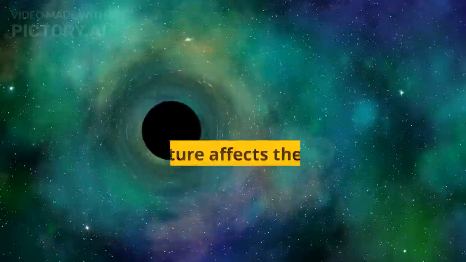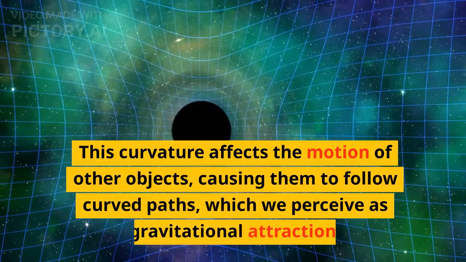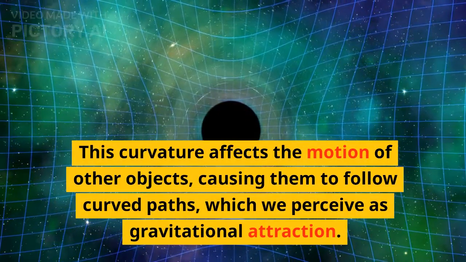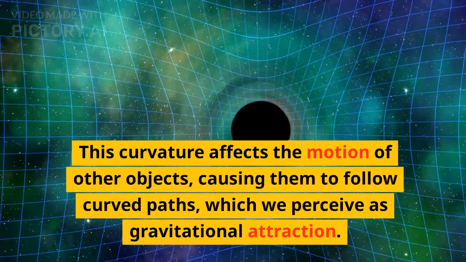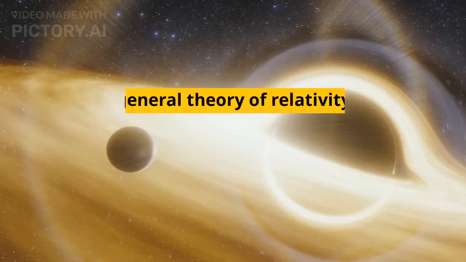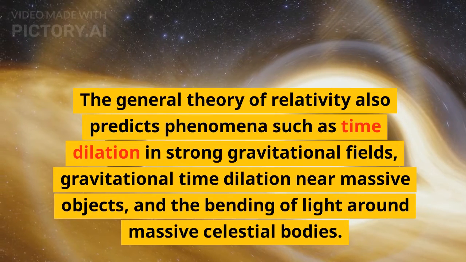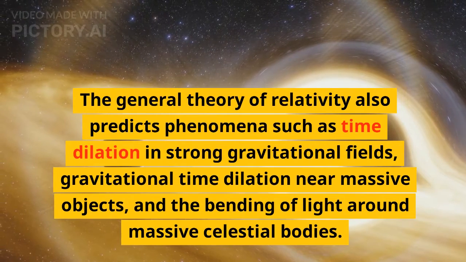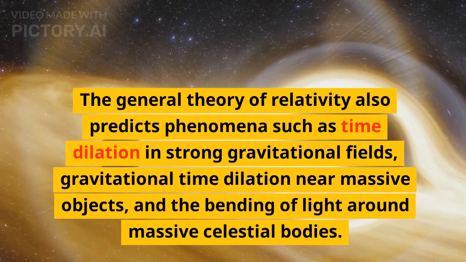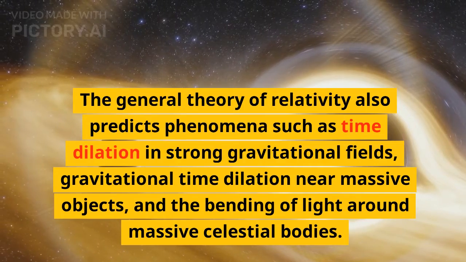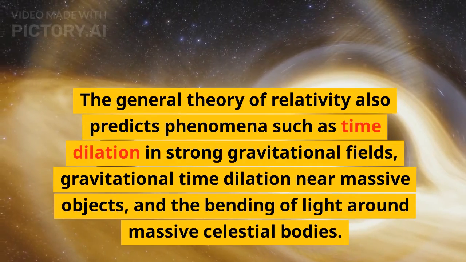around them. This curvature affects the motion of other objects, causing them to follow curved paths, which we perceive as gravitational attraction. The general theory of relativity also predicts phenomena such as time dilation in strong gravitational fields, gravitational time dilation near massive objects, and the bending of light around massive celestial bodies.